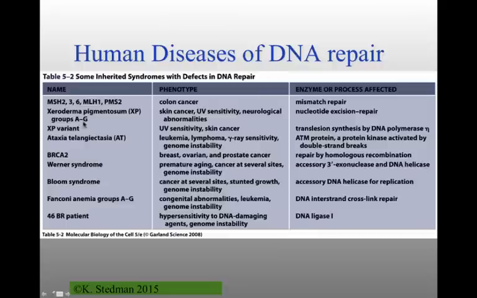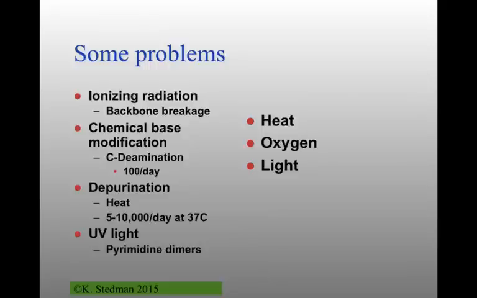We've also got xeroderma pigmentosum. This is a particular disease where people have mutations in proteins that are important for repairing a particular kind of DNA damage, mostly DNA damage due to UV irradiation. So these people have very high rates of skin cancer, sun sensitivity, etc. So lots and lots of different human diseases are directly related to DNA repair and fixing some of the problems. Well, what are those problems?